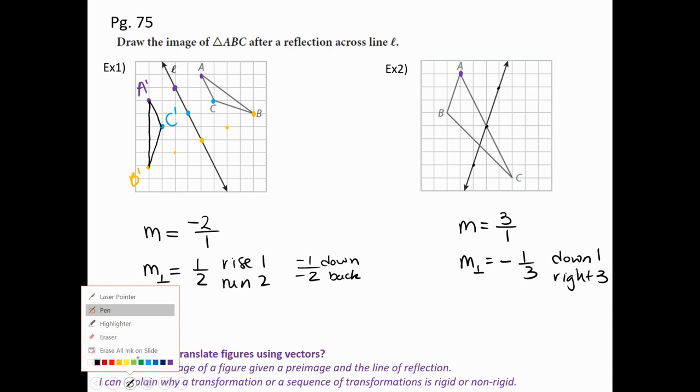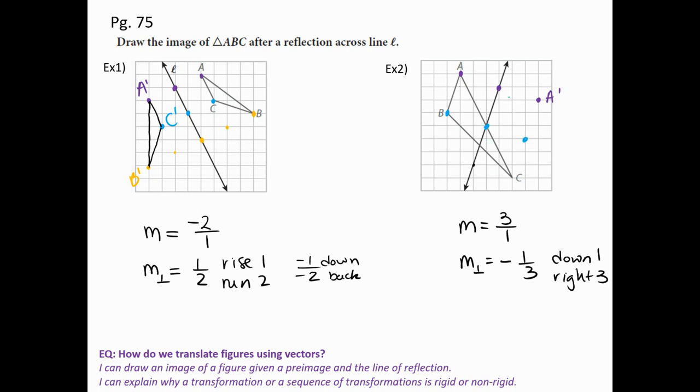Or right 3. Let's go back to purple. Fantastic. Here we go. So down 1, run 3 to the right. Down 1, run 3 to the right. There's A prime. Then I'm going to pick up my blue and grab B. And I'm going to do that again. Down 1, run 3. So I make it to the line of reflection, and then I copy it past the line of reflection.